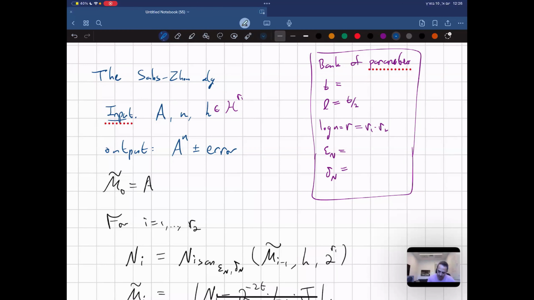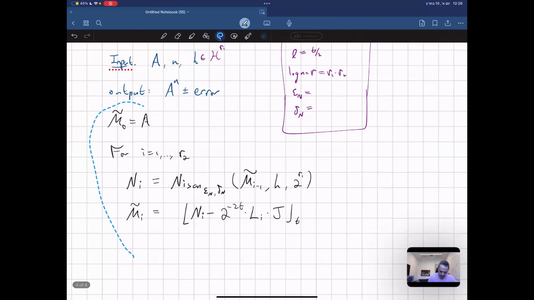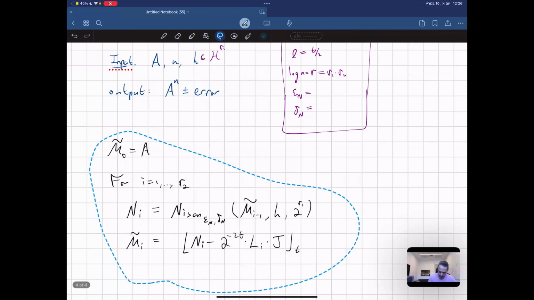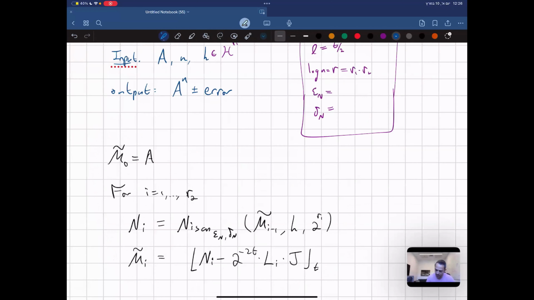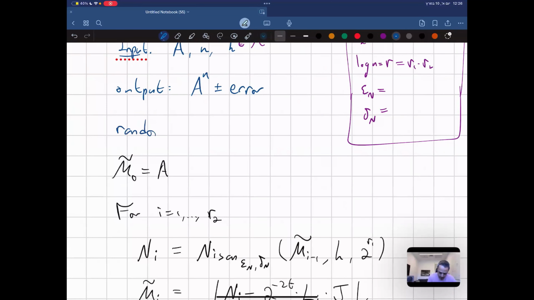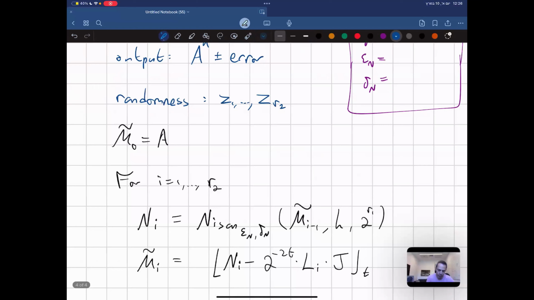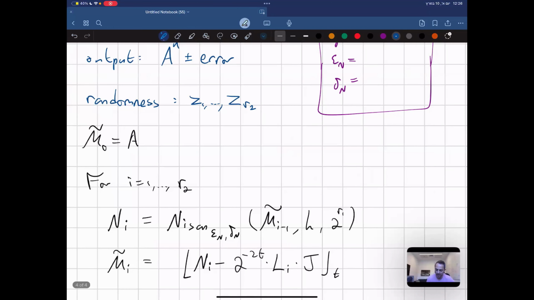So it has randomness z1 up to zr2, right? You need r2 of those. We don't reuse shifts. They're going to be cheap, so it's fine. And each zi is of length L, little l. So we need LR2 random bits here.